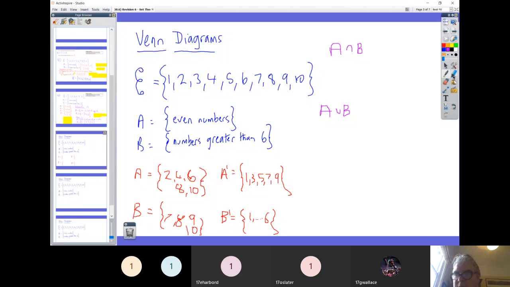Okay, so A intersection B means you're in both A and in B. So A is 2, 4, 6, 8 and 10. B is 7, 8, 9 and 10. So what numbers are in both? That's the 8 and the 10. And we're going to put that in.